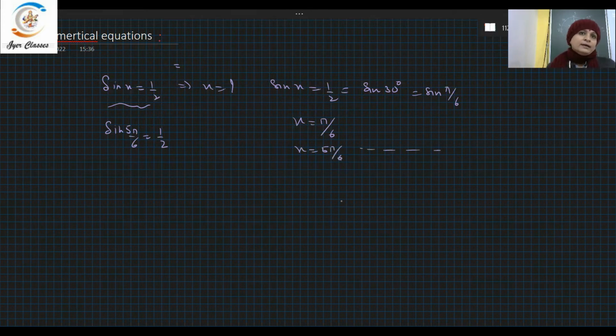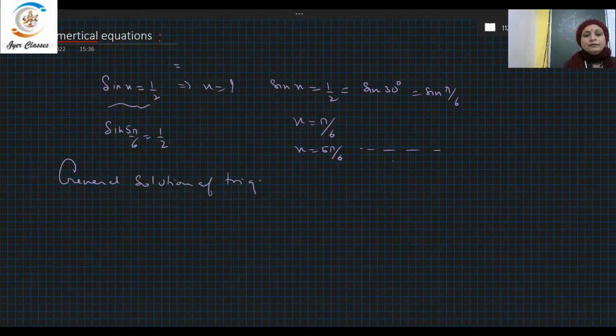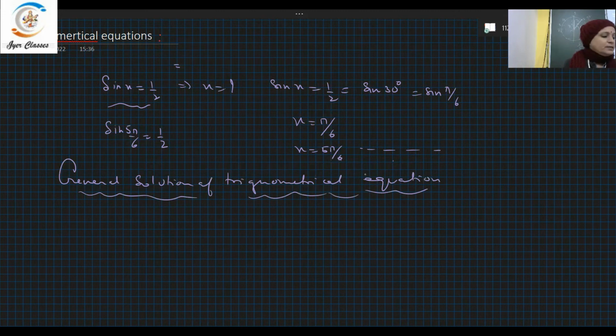ऐसी अनगिनत वैल्यू आएगी, एक वैल्यू नहीं आएगी बल्कि बहुत सारी वैल्यूज आएगी जो इस पर्टिकुलर इक्वेशन को सेटिस्फाई करेगी. वो सारी कैसे निकालते हैं, that is the main topic of today's class. So let us first study about the trigonometrical equations, how to find out the general solutions of the trigonometrical equations, right? So it is the general solution of the trigonometrical equation.